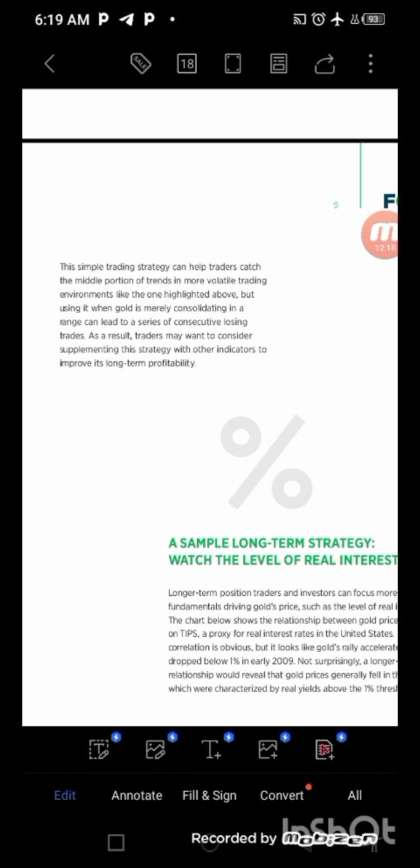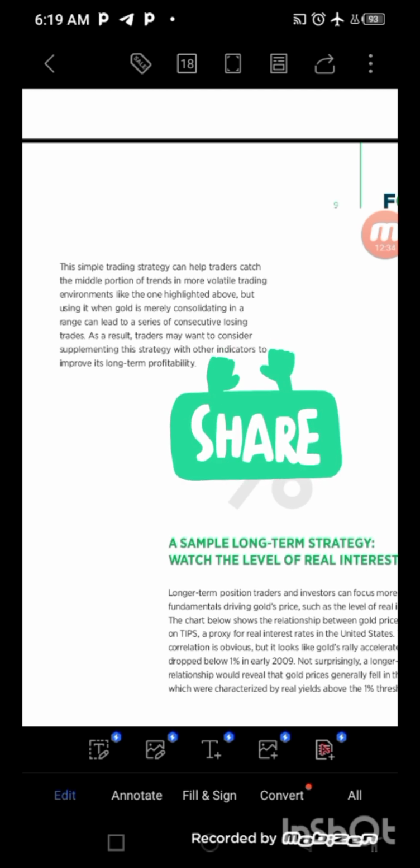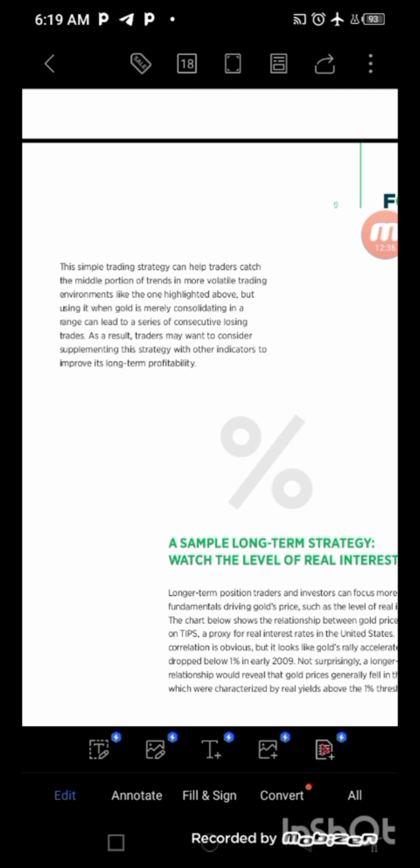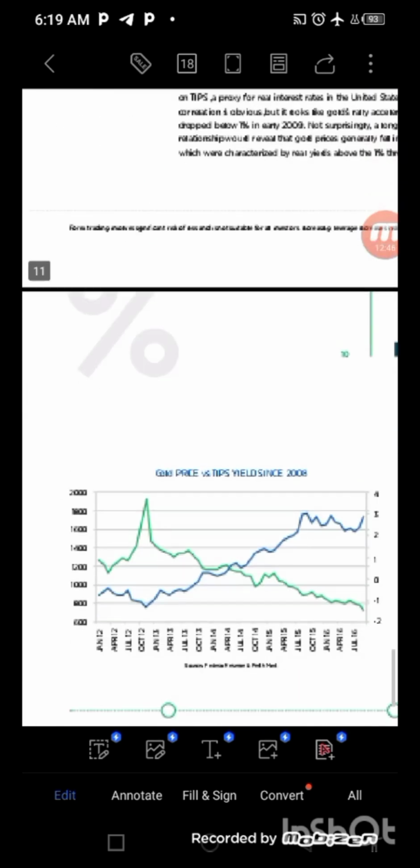This simple trading strategy can help traders catch the middle portion of a trend in more volatile trading environments like the one highlighted above, but using it when gold is merely consolidating in a range can lead to a series of consecutive losses. As a result, traders may want to consider supplementing this strategy with other indicators to improve its long-term probability.